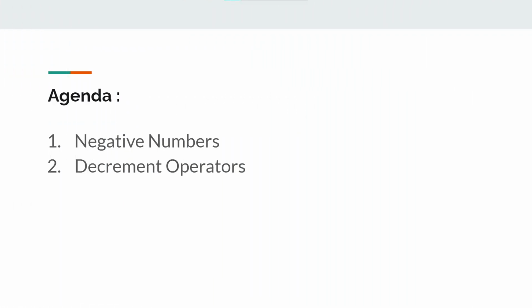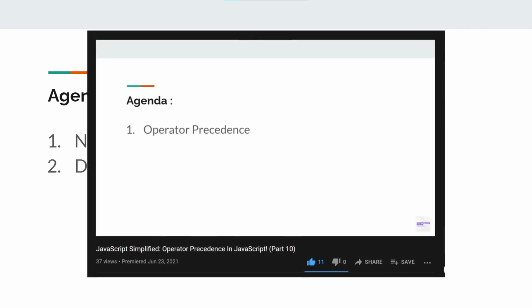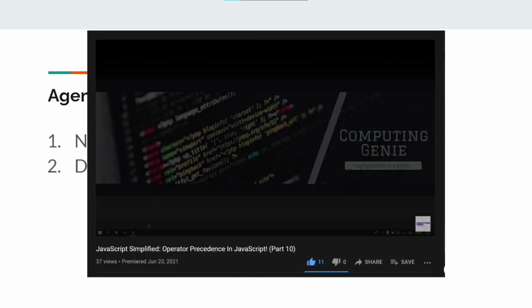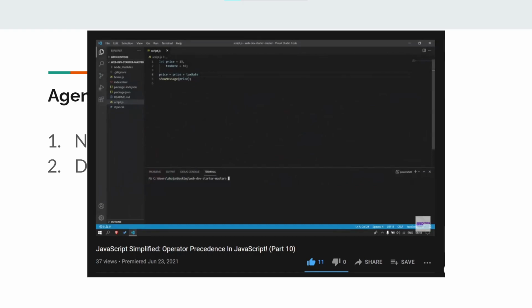In this video, we'll be looking into negative numbers in JavaScript and also learn about the decrement operator. In the last video, we talked about operator precedence and some of the rules you had to follow to achieve the right answer for your equation.